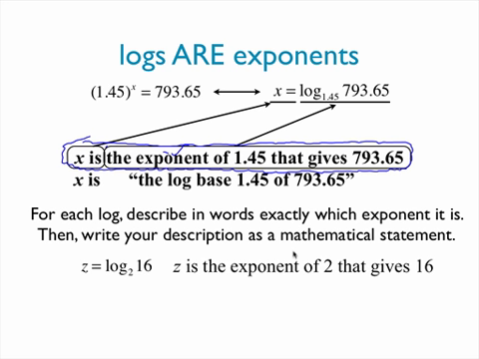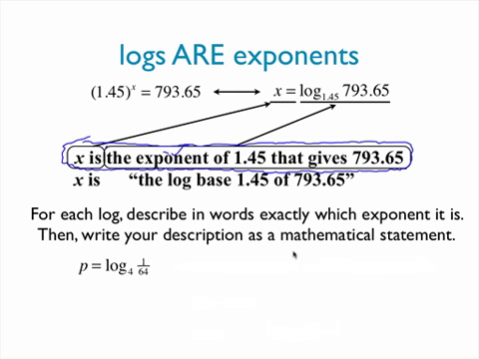Okay? So if z is the exponent of 2 that gives 16, how can we rewrite that without a log? 2 raised to the z would be 16. Okay, so we know this one also, what is z? 4. So what number, if 2 was raised to it, would give 16? That's 4. Okay, one more. Go. Statement, and then mathematical statement without a log.